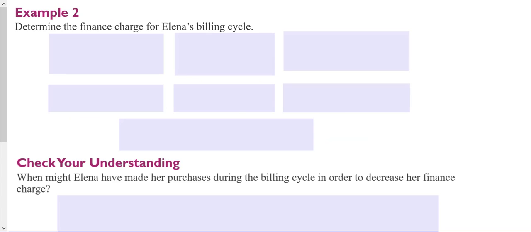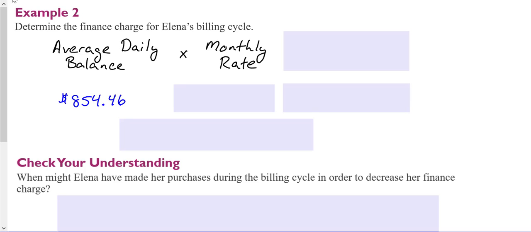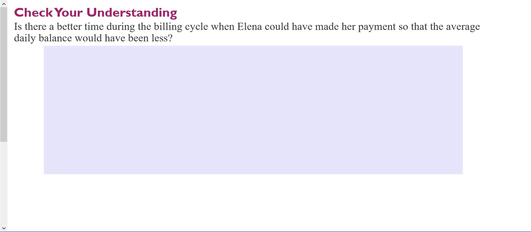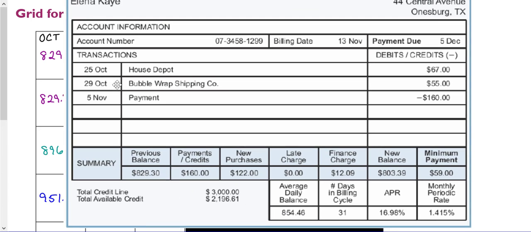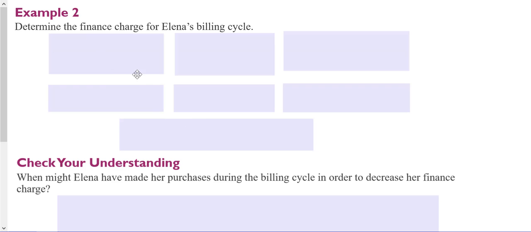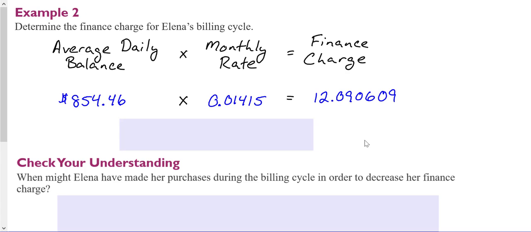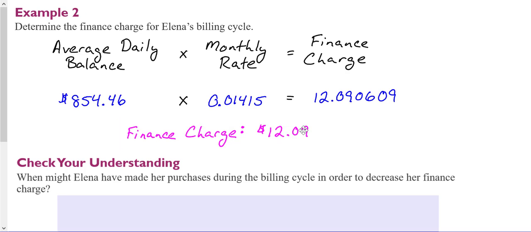So now we want to determine the finance charge for Elena's billing cycle. We're going to take our average daily balance that we calculated, and we want to multiply it times the monthly rate. So if we go back and look at this, our APR is 16.98%. And if we didn't have the monthly periodic rate listed here, we could simply divide that by 12. But in this statement, they already calculated it for us. So the monthly periodic rate is 1.415%. That means we would convert it to a decimal, multiply it times 854, and we would end up with 12.090609. Knowing that we're dealing with money, which means 2 decimal places, we know our finance charge is going to be $12.09.